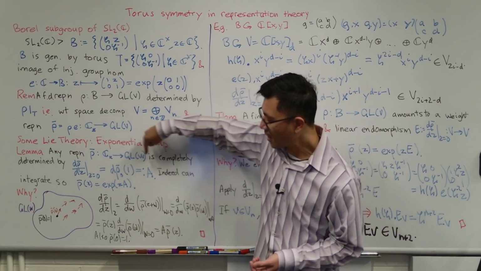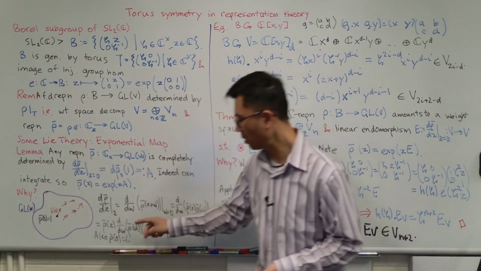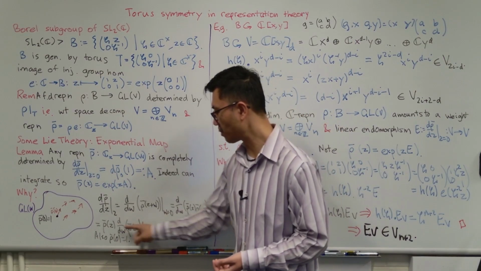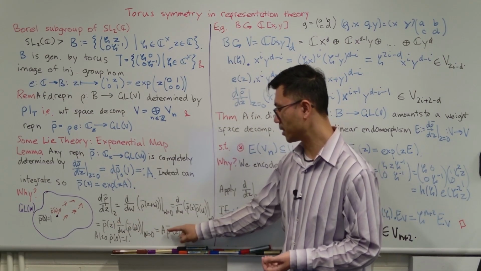But that's this matrix A. This is the derivative. That's what you see over here. So here you'll get this matrix A, and there's a rho bar of z that comes out. So there's A times rho bar of z.